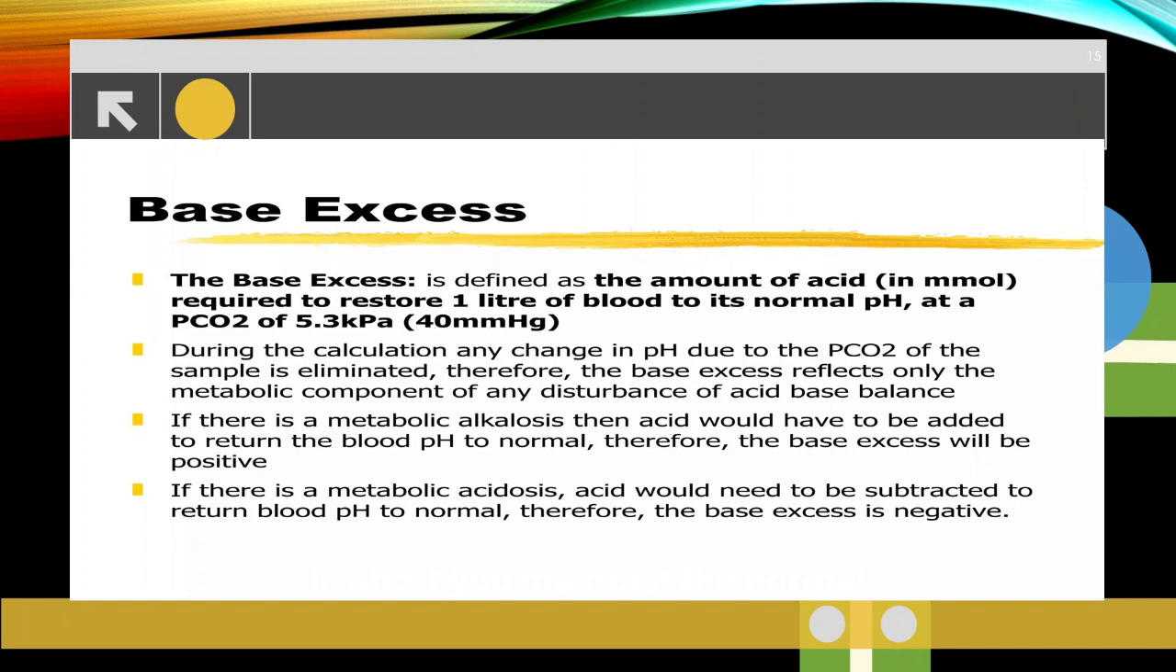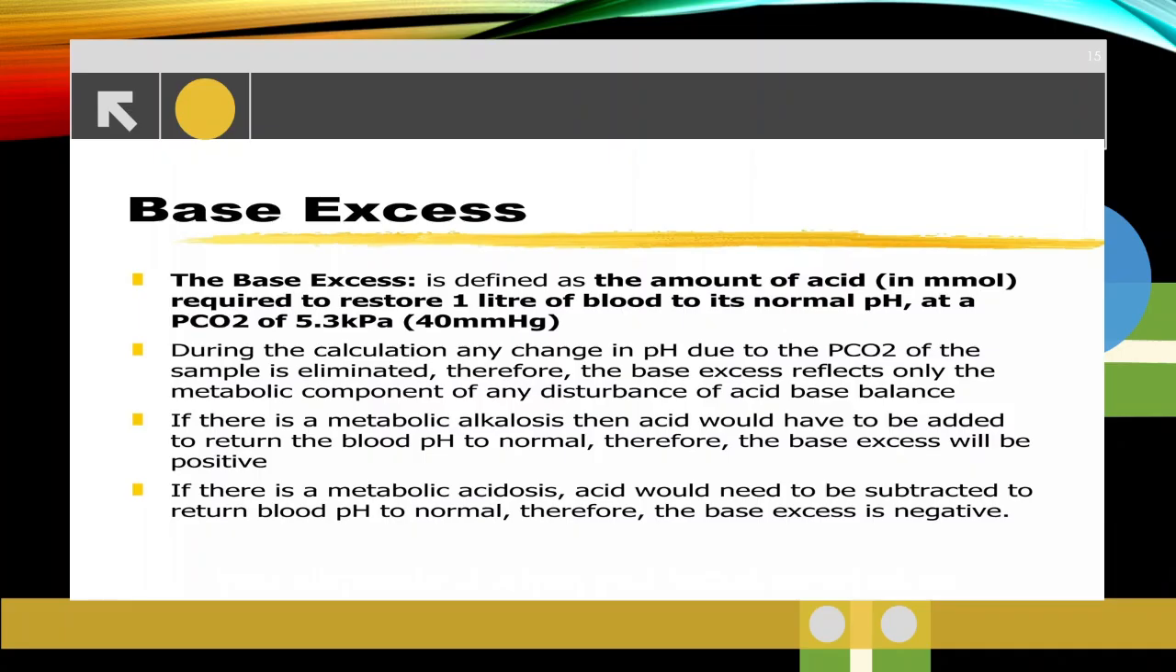In short, you maintain the normal partial pressure of carbon dioxide. How much acid do you need to add to blood to restore the pH to its norm, or how much do you need to remove from the blood to restore the pH to norm? That's what is called base excess. During this calculation, any change in the pH due to the carbon dioxide is ignored. You eliminate it when you focus on the metabolic aspect, on bicarbonate.